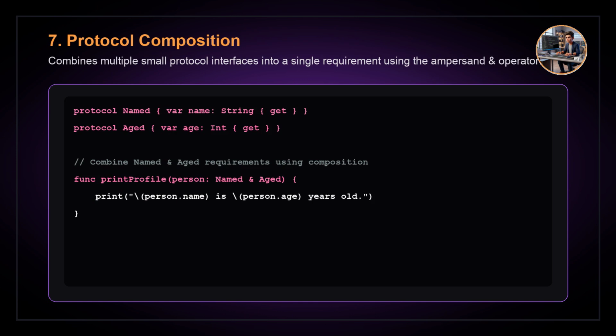Seventh, protocol composition. In Swift, it is a best practice to design small, single responsibility protocols instead of bloated ones. Protocol composition allows you to combine multiple protocols on the fly using the ampersand operator. This lets you define functions that require arguments to conform to multiple blueprints simultaneously, keeping code clean and highly reusable.